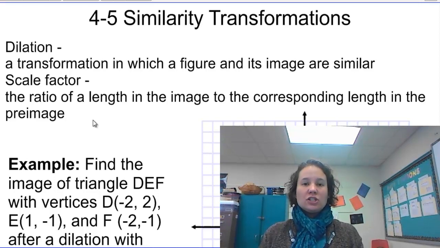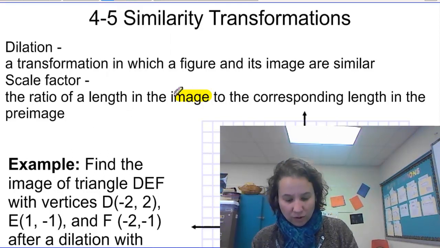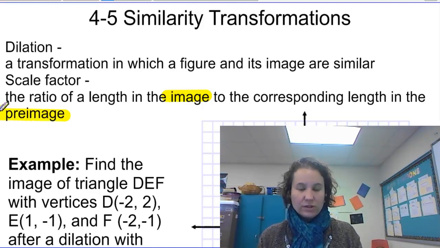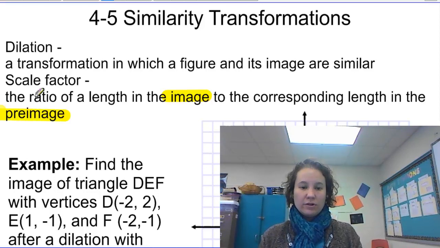And the scale factor is just the ratio between any two lengths of the figures in the image and the pre-image. And we say corresponding lengths because you want to be comparing the same sides. So if I have a right triangle, I would compare the hypotenuse of the image to the hypotenuse of the pre-image. But you have to make sure that you're always comparing the same side when you do this ratio, and it's a ratio of the image to the pre-image. So we're going to highlight that and make sure that we remember when we write our ratio, the first number is going to be the image length and the second number is going to be the pre-image length. So that's the ratio that we want to create.